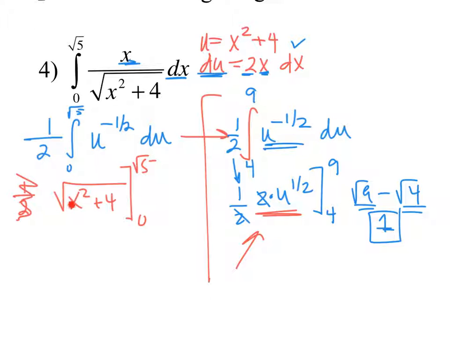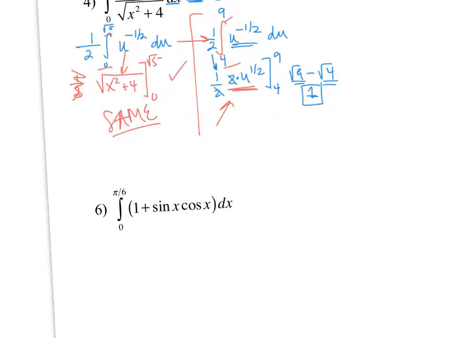So square root of 5 squared is 5 plus 4 is 9, gets you the square root of 9. Square root of 0 plus 4 is the square root of 4. So it's the same thing. You can do it the same way and put the u in and then work with the x's that you've got, or you can take the extra step and change the bounds and sub into the u. It's going to give you the same thing. So let's take a look at 6.